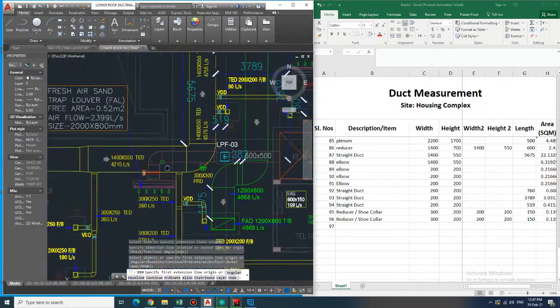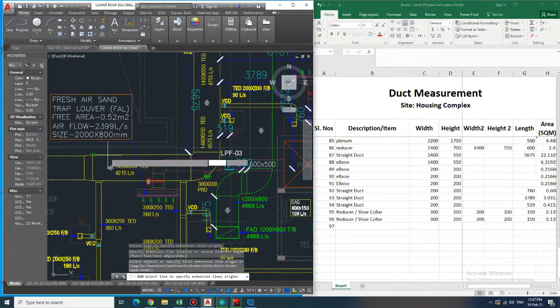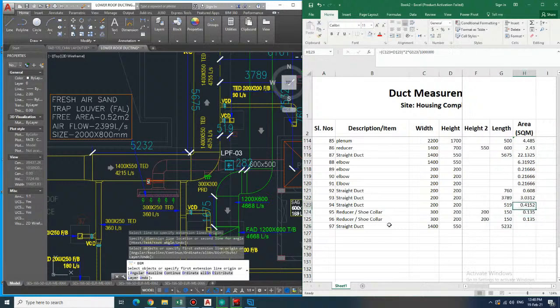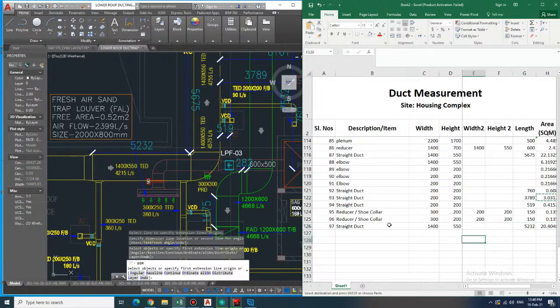Before going that one, just to take this full length. So straight duct 1400 by 550. Length is 5232. Go to the straight duct equation. Put it here. 20 square meter will come. 98 we are going.